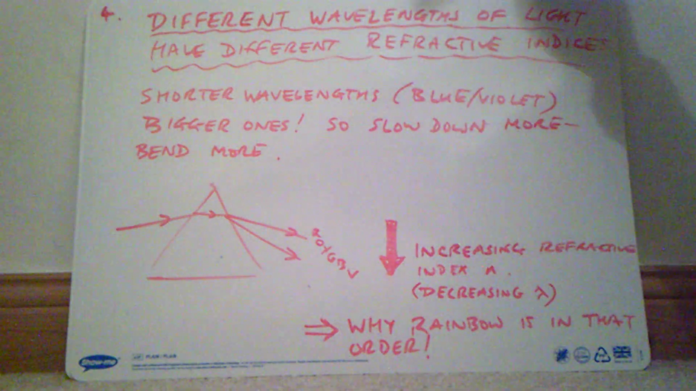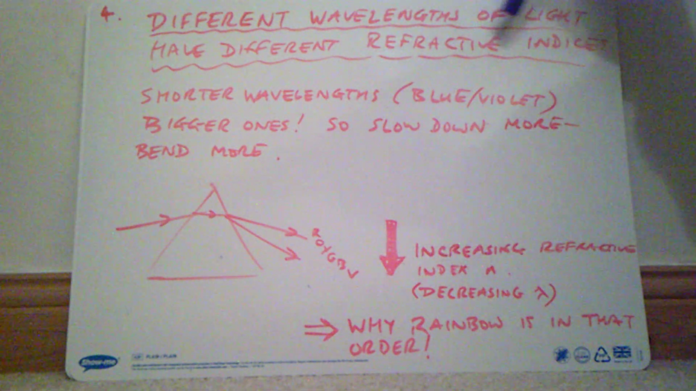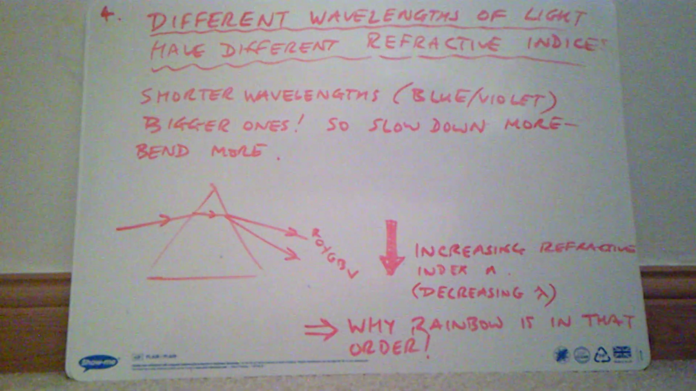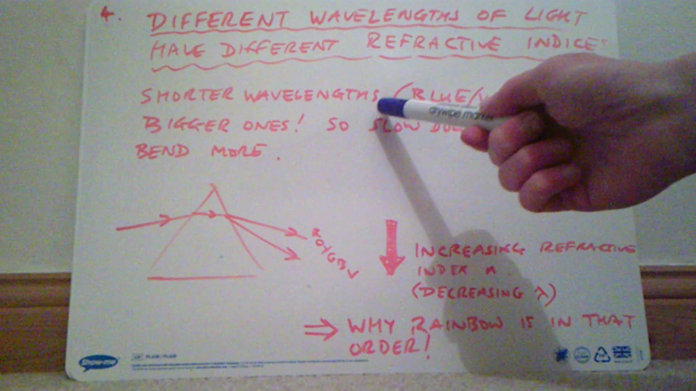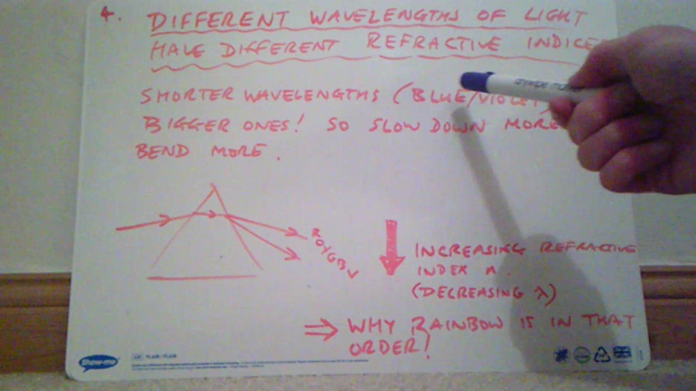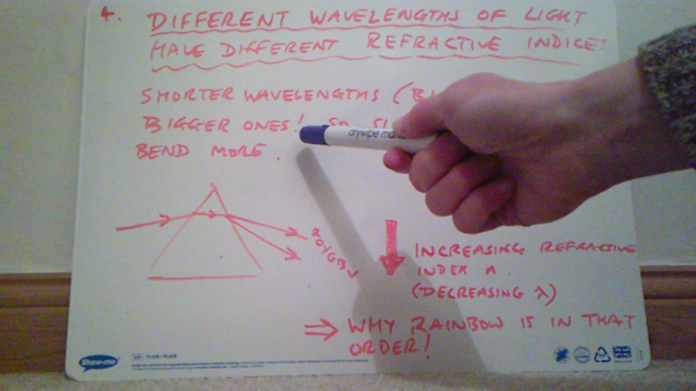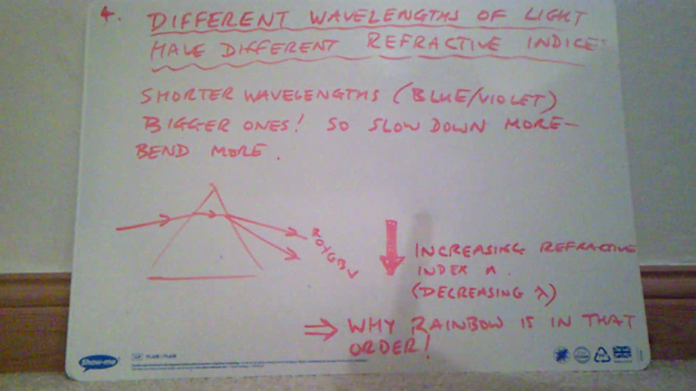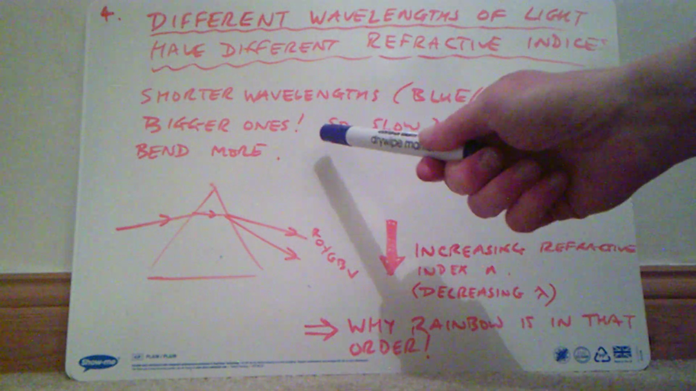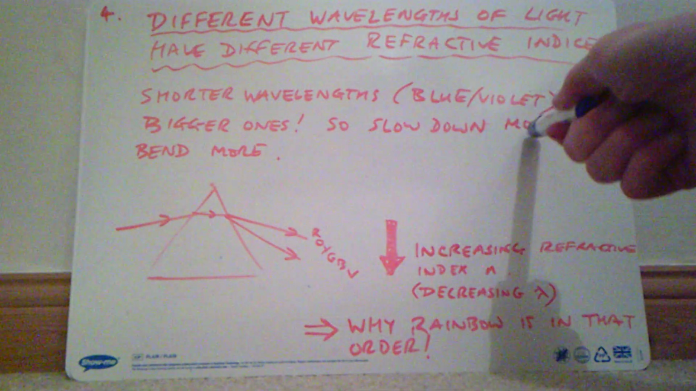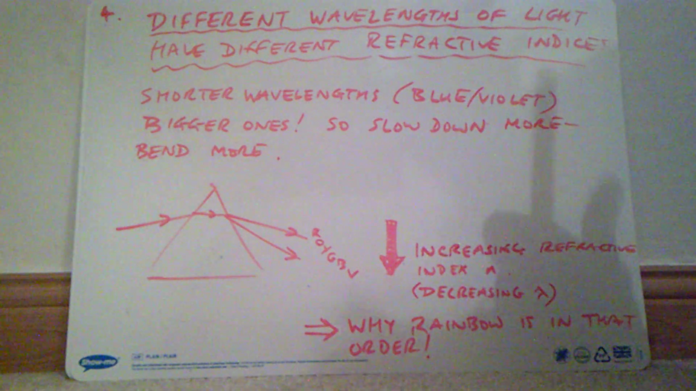Now, different wavelengths of light have different refractive indices themselves, even if they're going through the same material. So short wavelengths of light, the blue and violet light, have bigger refractive indices, bigger n's, than longer ones. Remember what refractive index means, it means how much slower it goes, so blue and violet lights slow down a lot more. Well, if they slow down a lot more, they're affected a lot more by the slow area, so they bend more.